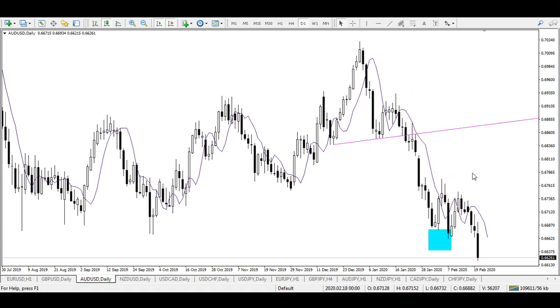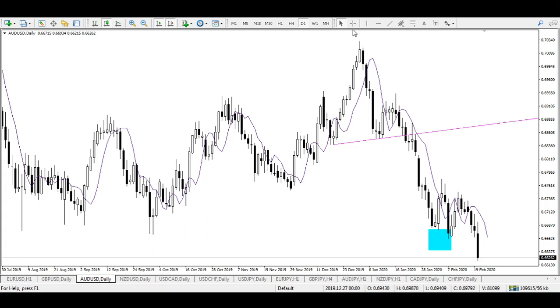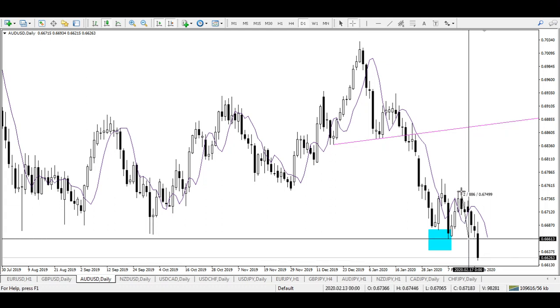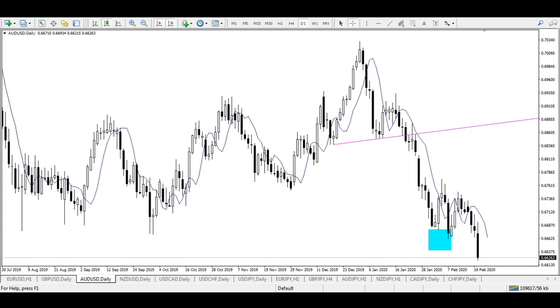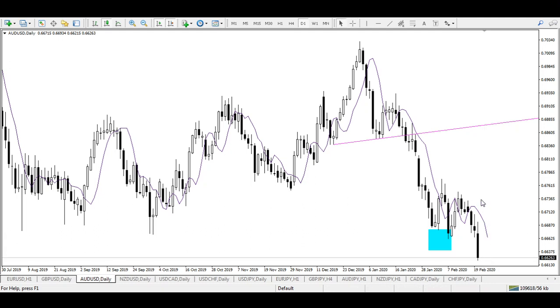Every new swing is smaller than the previous swing. So maybe the previous swing was 96 pips, then the new swing was 88 only. Maybe this time we'll see something like 70 to 80 pips, but there will be a minor upswing. So this is the one thing.